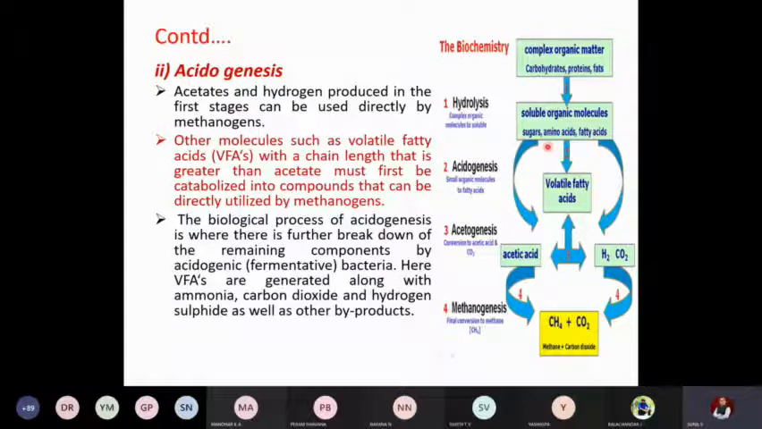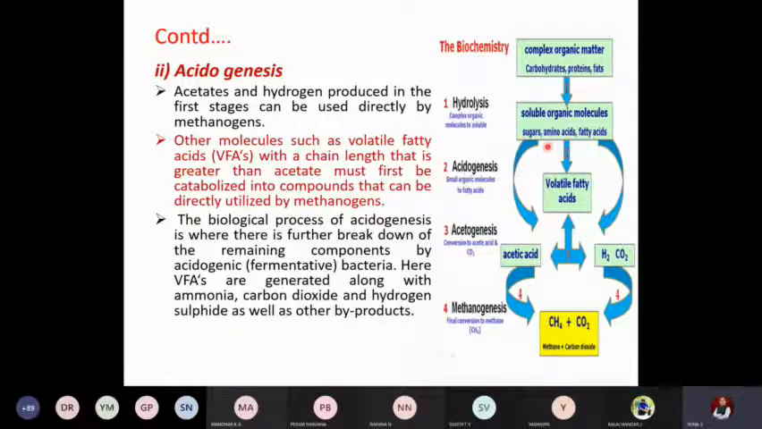Now the other molecules such as VFA, we call them volatile fatty acids, with a chain length greater than acetic acid, must first be catabolized, that is broken into small components. In the first step, all large compounds are broken into small ones. In the second step, only volatile fatty acids are completely broken down, so that they get converted into pure acetic acid, H2S gas, that is not hydrogen, it is hydrogen sulfide gas, and carbon dioxide gas.